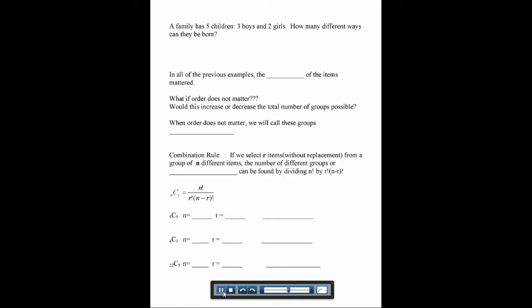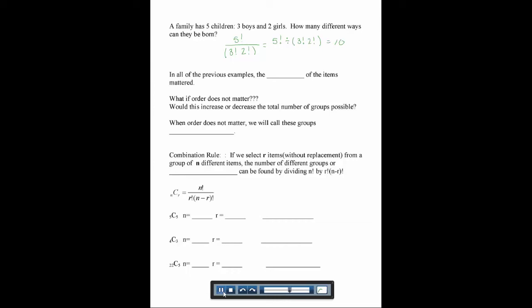Okay, and then our last one, it says a family has 5 children, 3 boys and 2 girls. How many different ways can they be born? Okay, so we've got 5 children. We're repeating 3 boys and 2 girls. So we're going to divide by 3 factorial, 2 factorial. Remember to put that in parentheses. So in your calculator, this should look like 5 factorial divided by, open up your parentheses, 3 factorial, 2 factorial, close your parentheses. So this gives us 10 different ways they could be born.